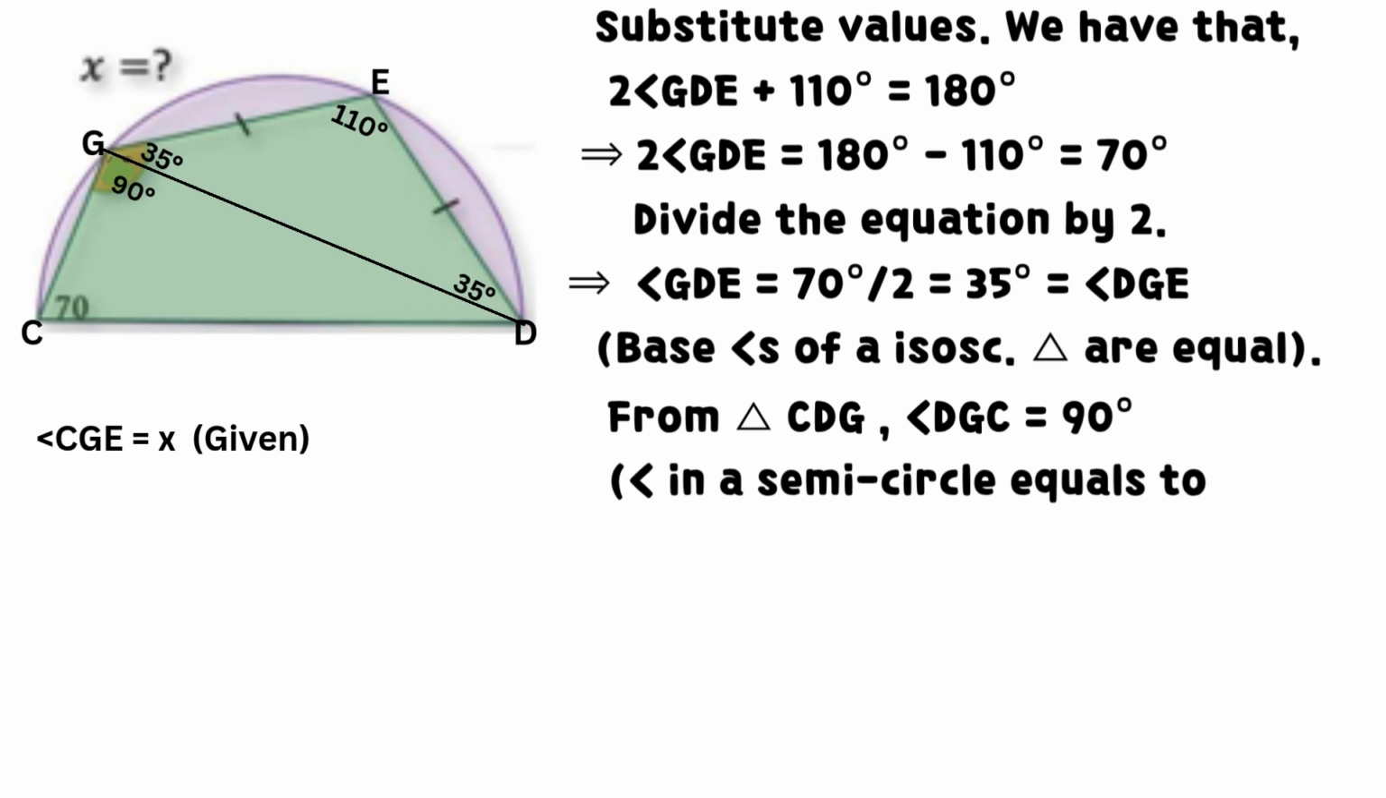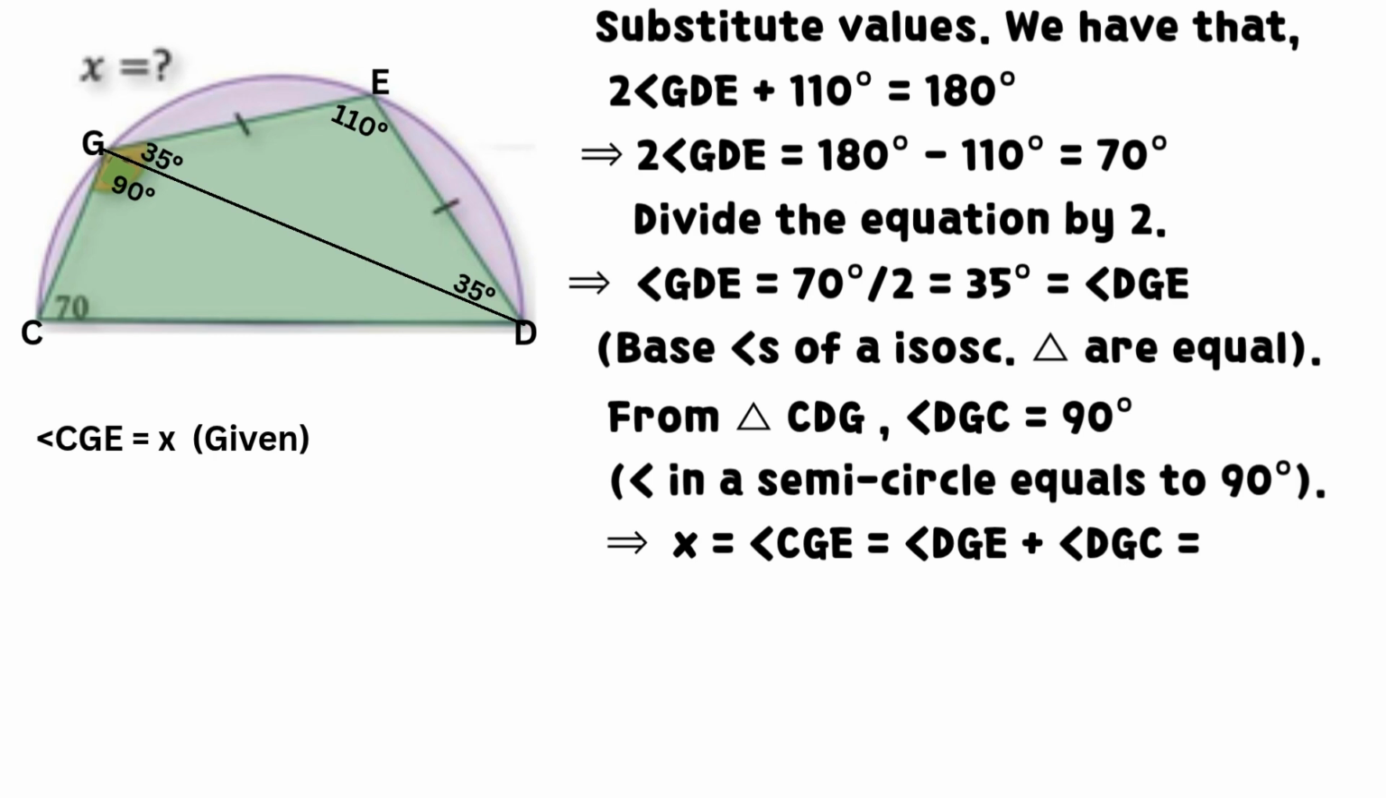From triangle CDG, angle DGC equals 90 degrees. This is because the angle in a semicircle is equal to 90 degrees. This implies that x equals angle CGE, which equals the sum of angle DGE and angle DGC. The result is equal to 125 degrees, after substitution and simplification of values. Therefore, x equals 125 degrees.